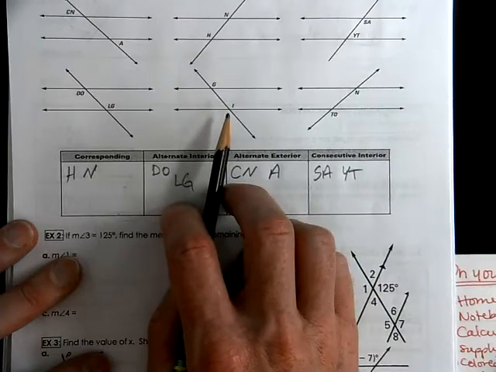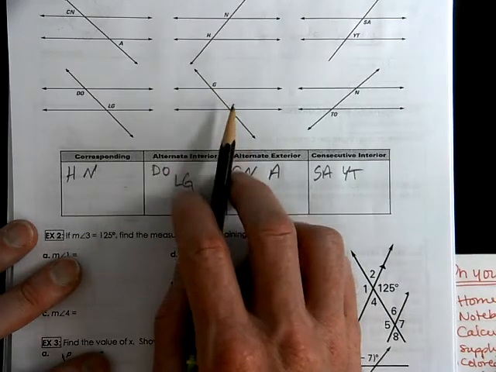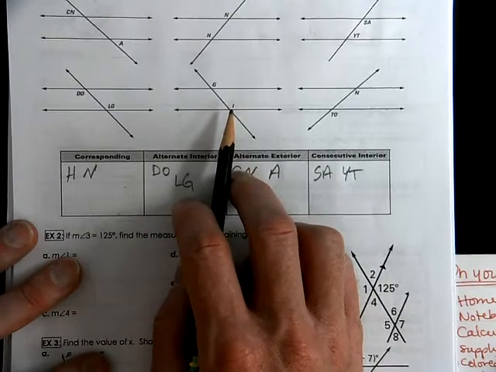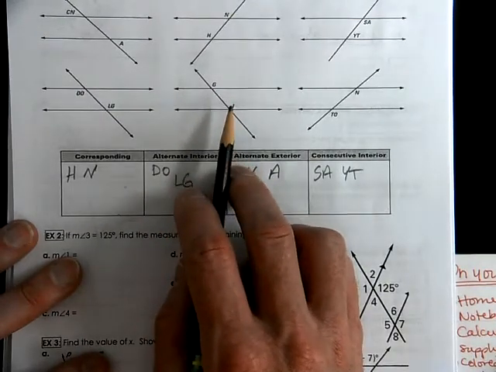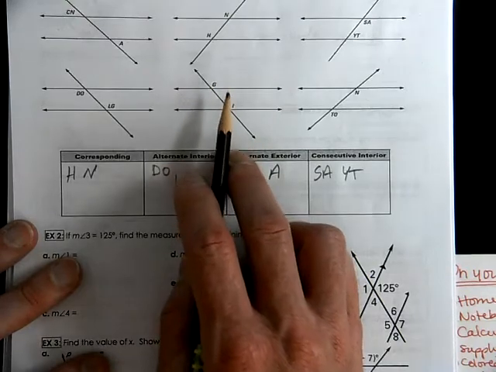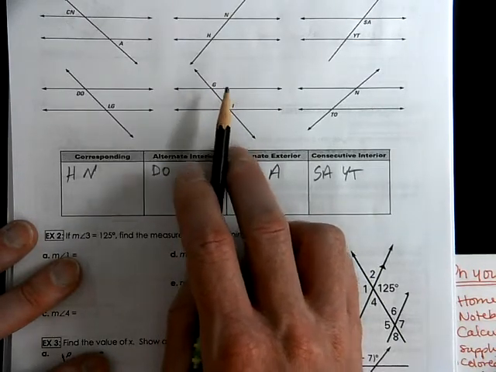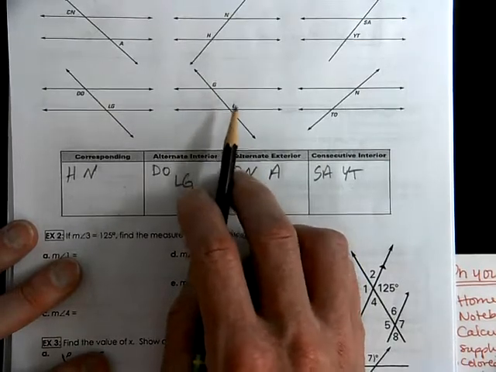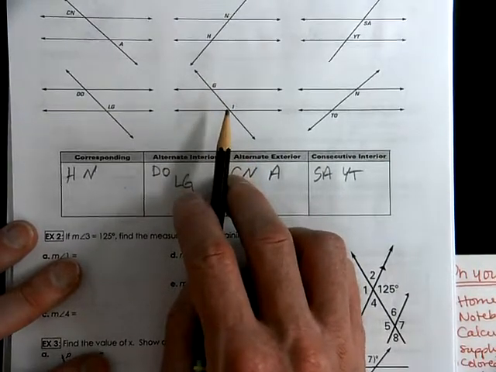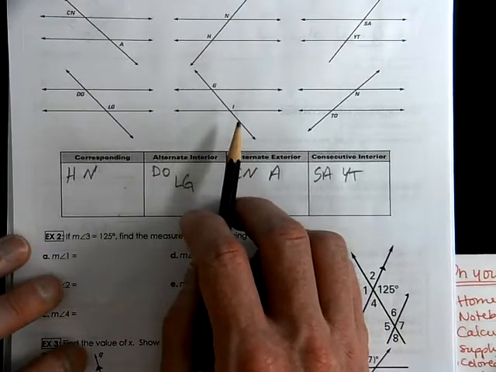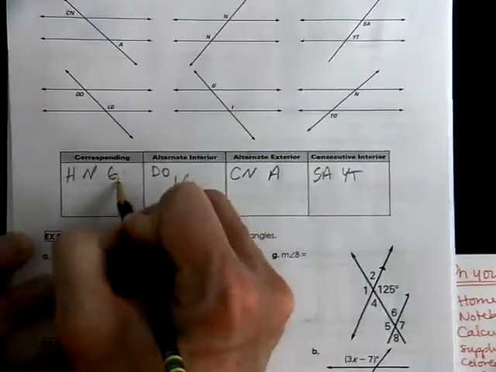The fifth example, the G and the I. Look at where they're located. They're not on opposite sides. They're on the same side. They're not both interior. They're related to each other because they're in the same position at each vertex: to the right and up. They're in corresponding position. So that's G, I.